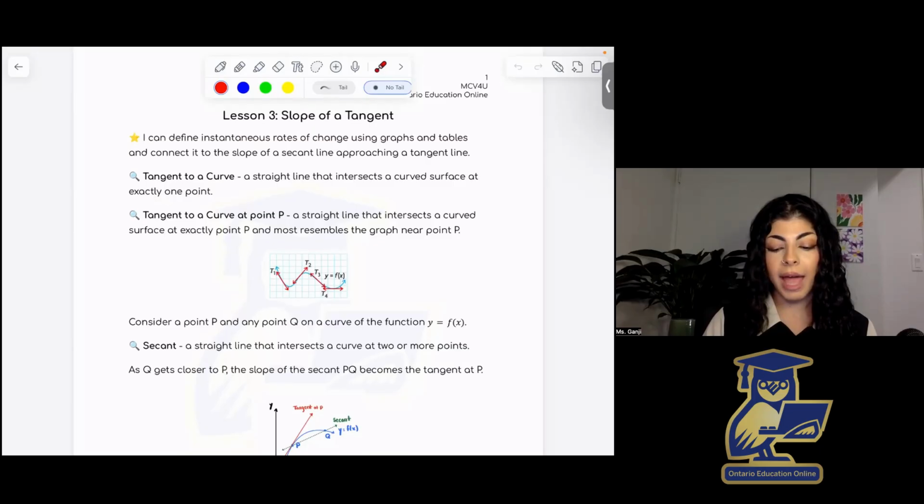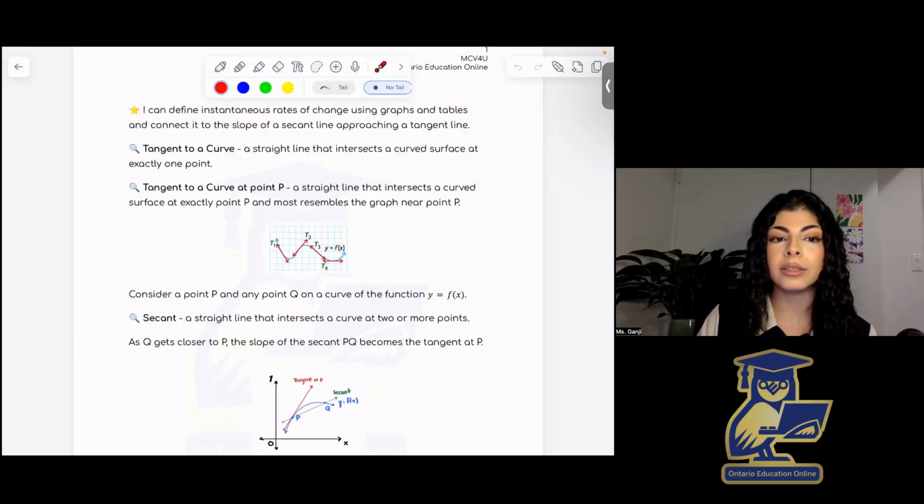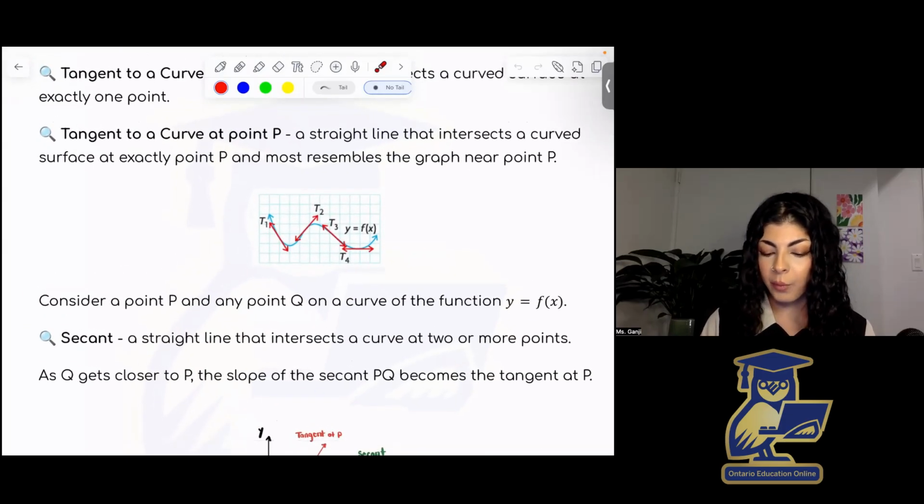And the tangent to a curve at point P just specifies that exact point for us. So you're given a point and you're asked to find the tangent for that point specifically, as compared to finding the tangent to any generic point. So in this little diagram here, we have 4 different points shown on the graph of the function y equals f of x, and the tangent of each has been drawn.